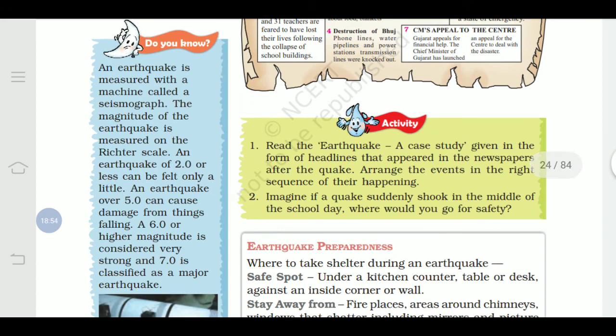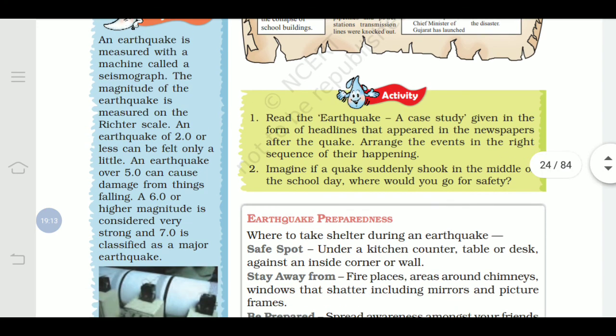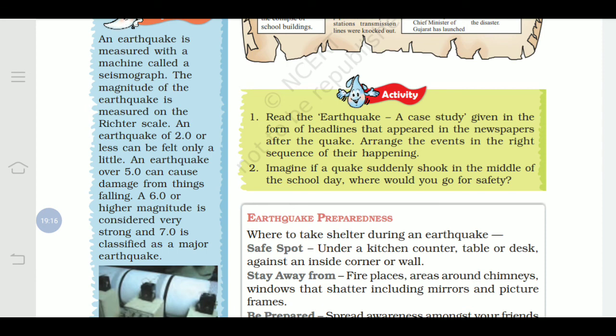See the "Do You Know" portion. An earthquake is measured with a machine called a seismograph. The magnitude of the earthquake is measured on the Richter scale. An earthquake of 2.0 or less can be felt only a little. An earthquake over 5.0 can cause damage from things falling, and 6.0 or higher magnitude is considered very strong, and 7 is classified as a major earthquake. So the Richter scale is from 0 to 9, and 7 is considered a major earthquake.